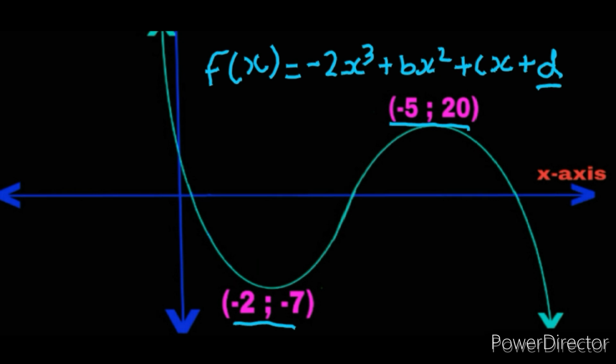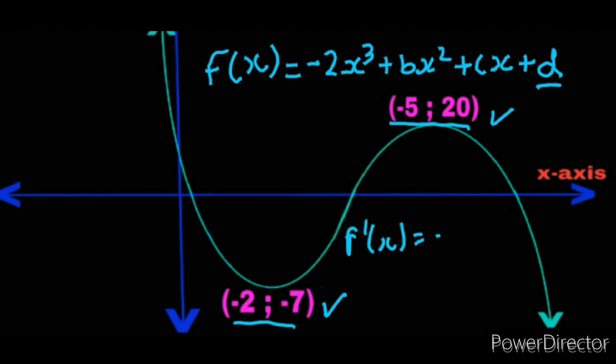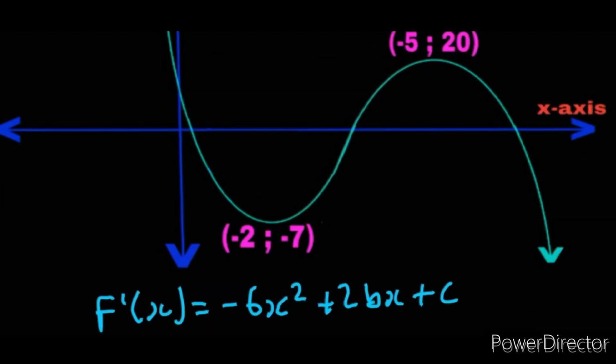So when we've got 2 turning points, we know that we can use them for the derivative. So we'll use this turning point for the derivative and that one for the derivative as well. So let's derive this equation. If you derive this equation, you'll get f prime x is equal to negative 6x squared plus 2bx plus c. So this is the derived form of it. Then we have to substitute both pieces of information. So let me rewrite this equation. Alright, so I've rewritten it down here.